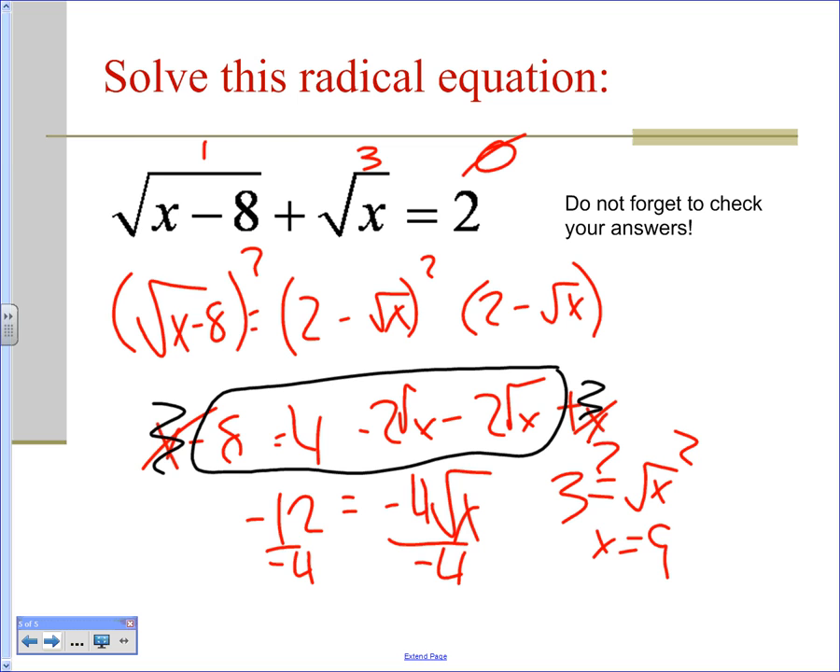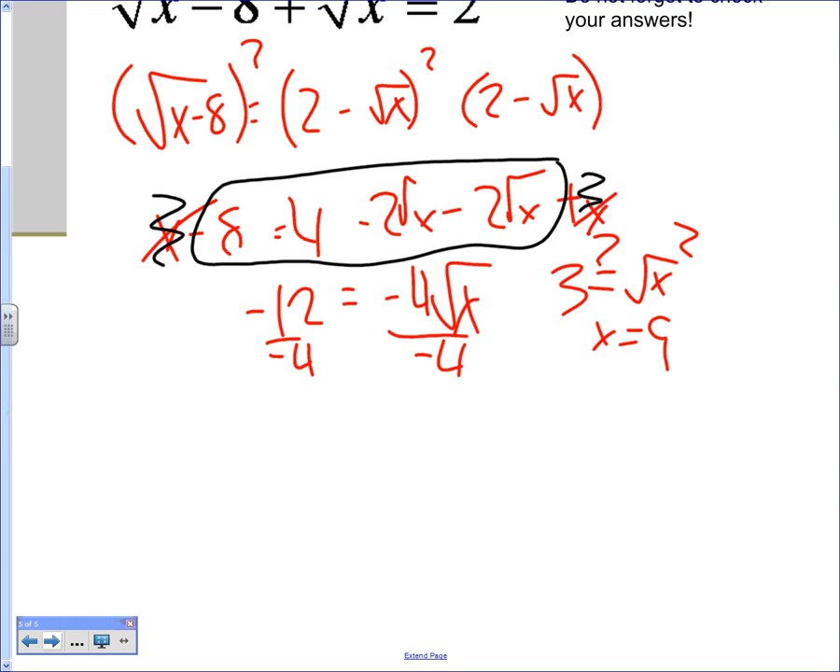Negative 8. No, that's just x. That's what you have left, because you had an x here and a plus x, and those get canceled. Does that make sense? So negative 2 square roots of x minus 2 square roots of x is negative 4 square roots of x. And then if you subtract 4 more, you get negative 12. So divide by negative 4, you get 3.